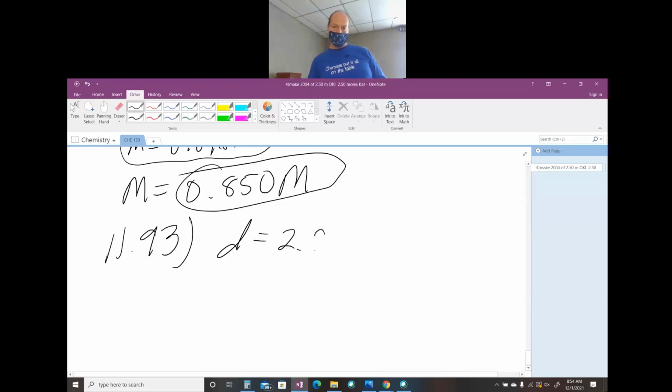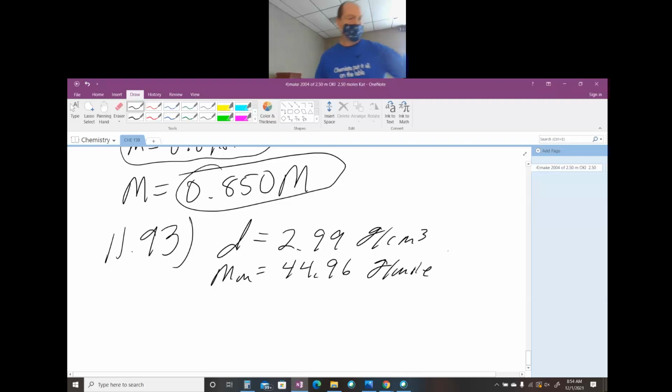It is 2.99 grams per centimeter cubed. You find scandium on the periodic table. The molar mass is 44.96 grams per mole. All right. It tells us that 74.1% of the space is occupied.